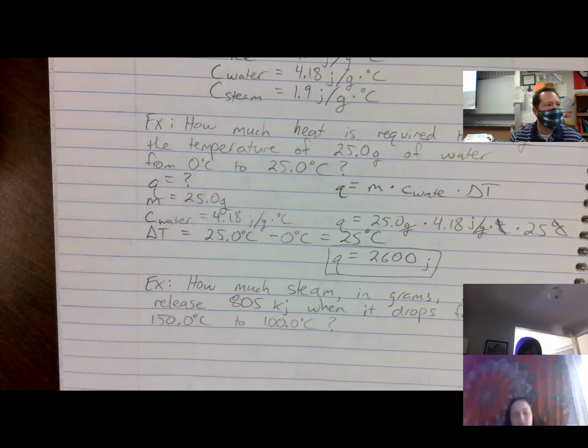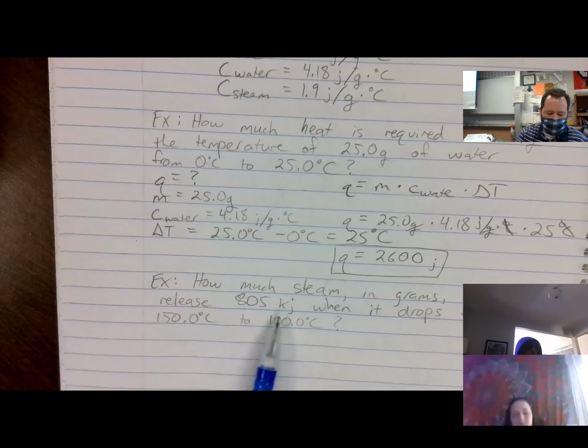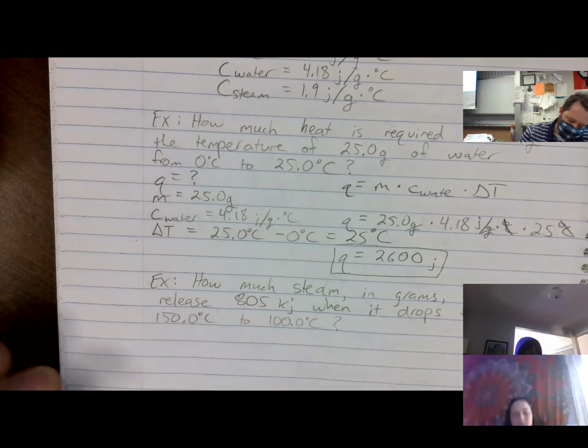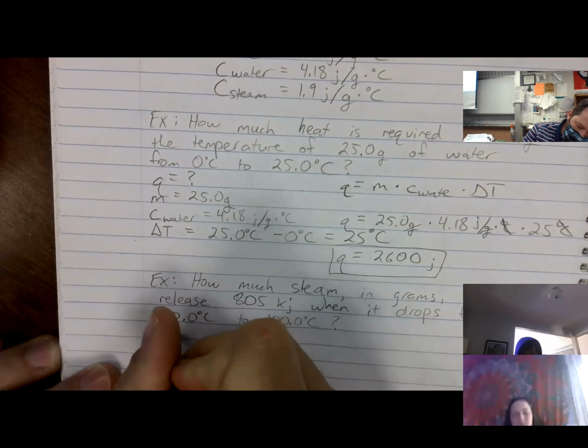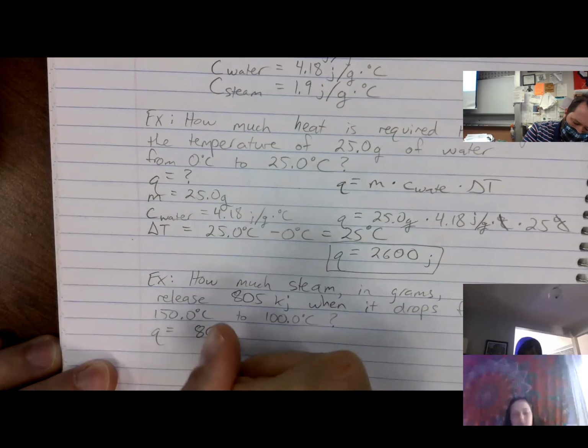A little different problem here. How much steam in grams, so we're looking for a mass, will release 805 kilojoules of energy when it drops from 150 degrees Celsius to 100 degrees Celsius. All right, well, this time they gave us Q, 805 kilojoules, 2 things.